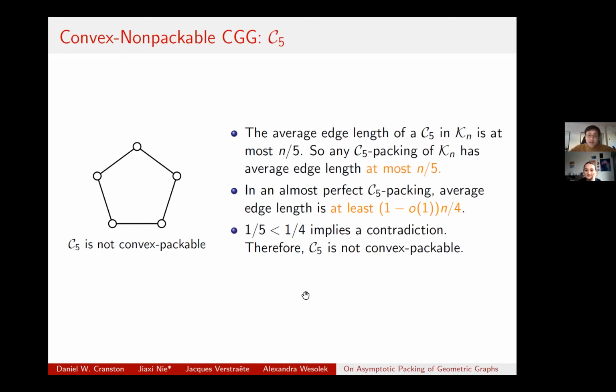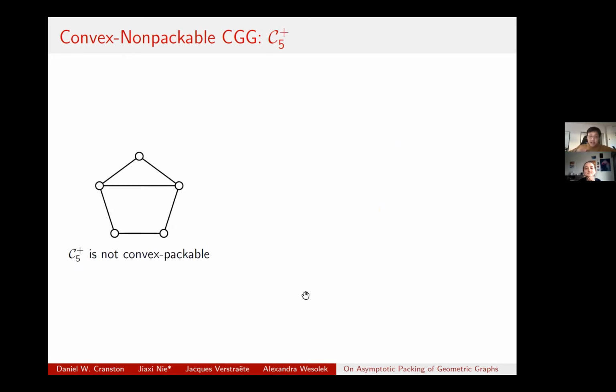And to slightly generalize this argument, let me show you how we generalize the previous argument to show that C5 plus an edge is also not convex packable.